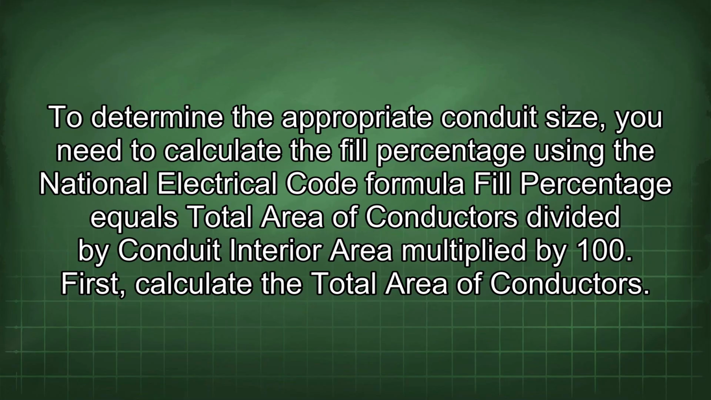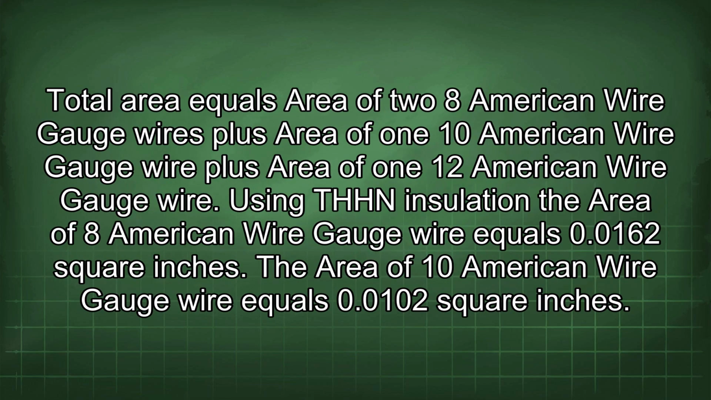To determine the appropriate conduit size, you need to calculate the fill percentage using the National Electrical Code formula. Fill percentage equals total area of conductors divided by conduit interior area multiplied by 100. First, calculate the total area of conductors. Total area equals area of 2 8 American wire gauge wires plus area of 1 10 American wire gauge wire plus area of 1 12 American wire gauge wire.